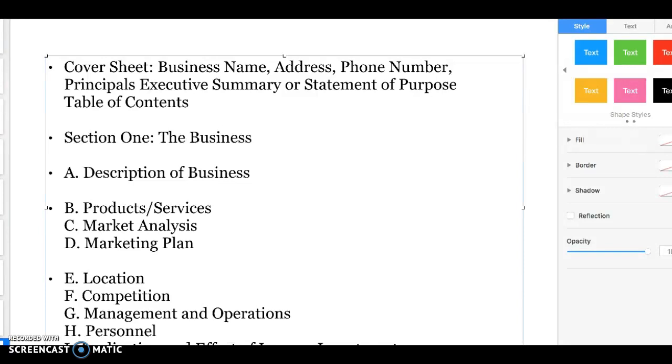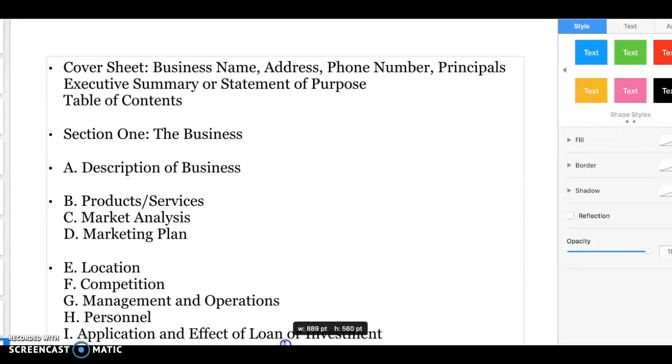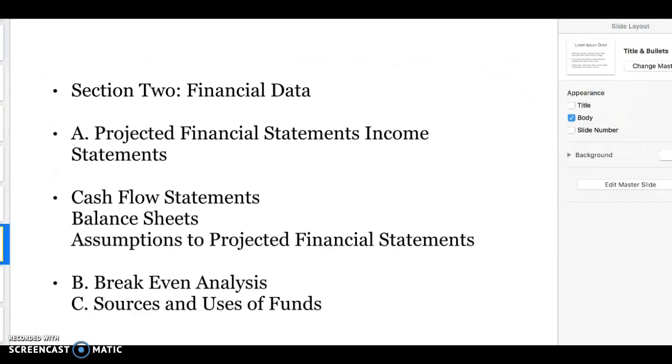A plan could be something like your proposed initiatives for the future. Where is your place located? Do you have any competitors? How do you plan on handling management and operations and personnel along the way? And do you have any loans or investments coming about that you want to mention too?